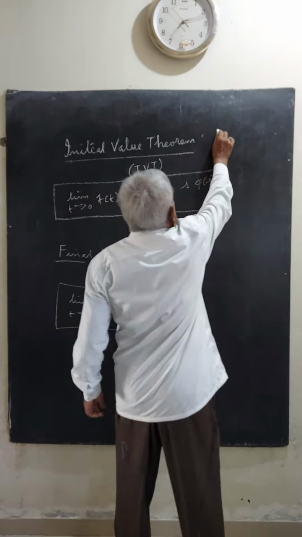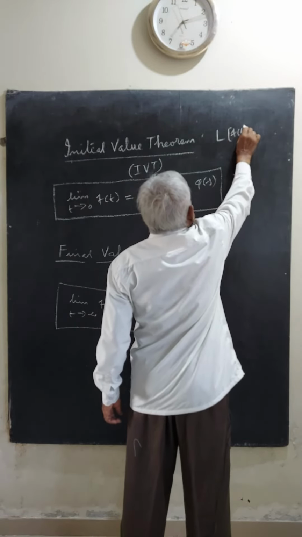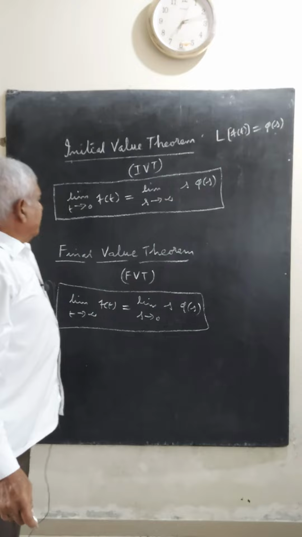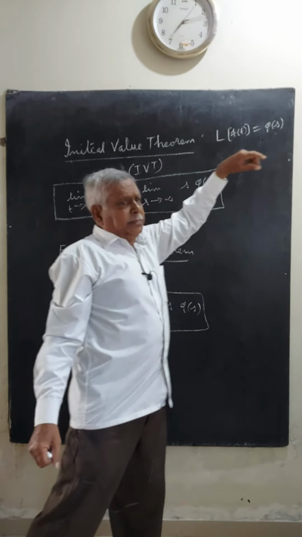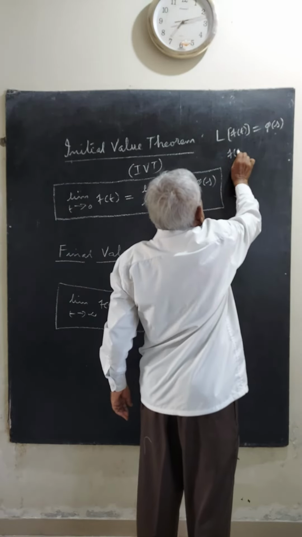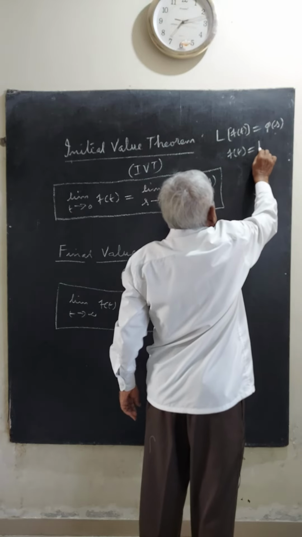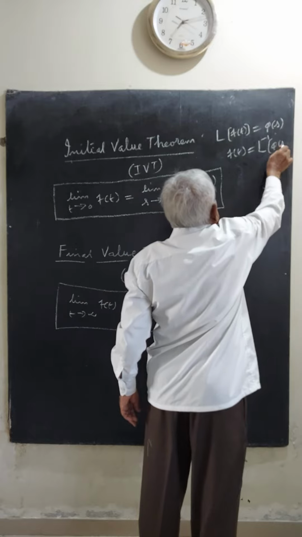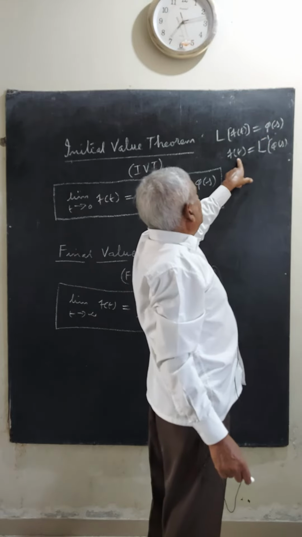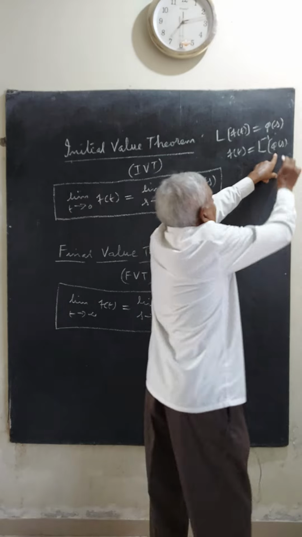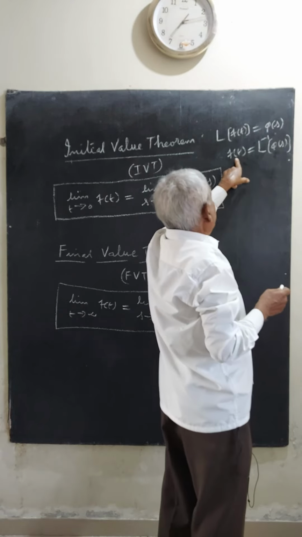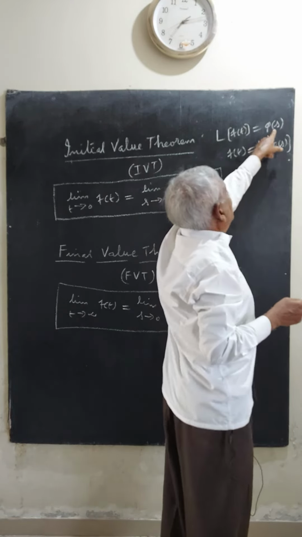Here, L of f of t equal to function of s, we know already. If they give f of t, we should find function of s. If they give phi of s, we have to find f of t. This is L inverse of phi of s.